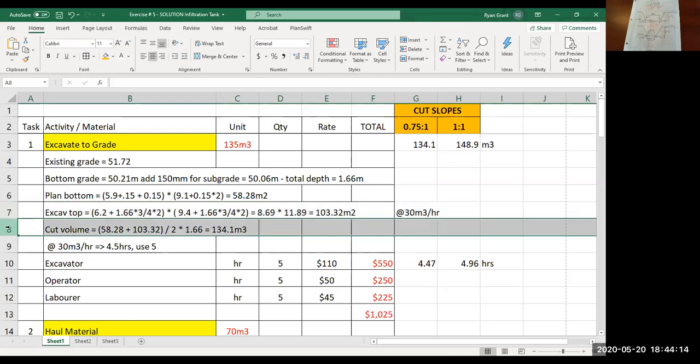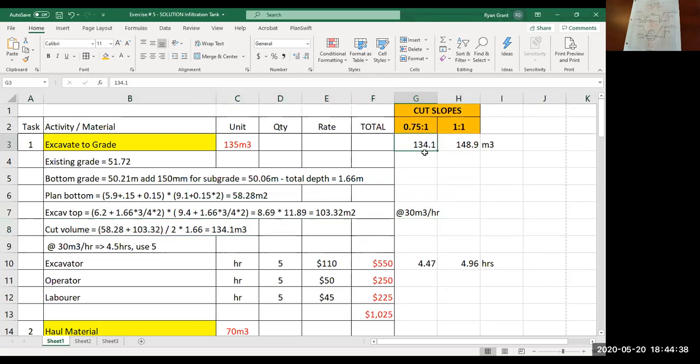So then to calculate the excavation volume, you simply add the 103 square meters at the top plus the 58 square meters at the bottom of the excavation. Divide those by 2, so that gives you your average plan area of excavation, the plan view area, and then multiply by your excavation depth. So for a 3/4 to 1 cut slope, your excavation volume is 134 cubic meters. And if you did the calculation for a 1-to-1 slope, you would have 148.9.